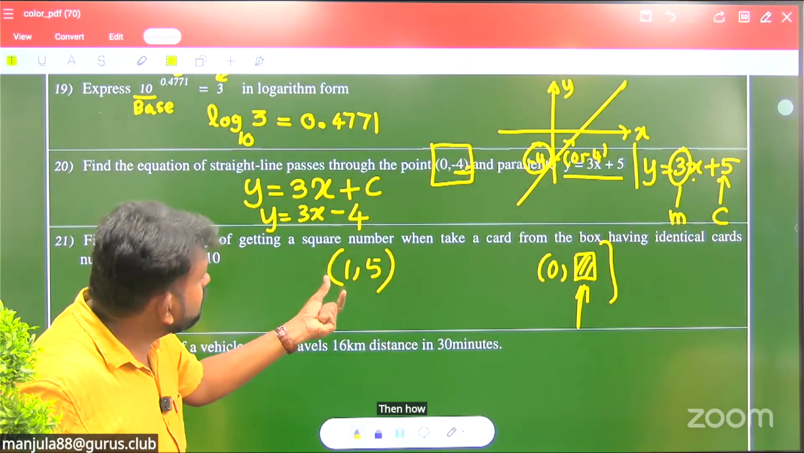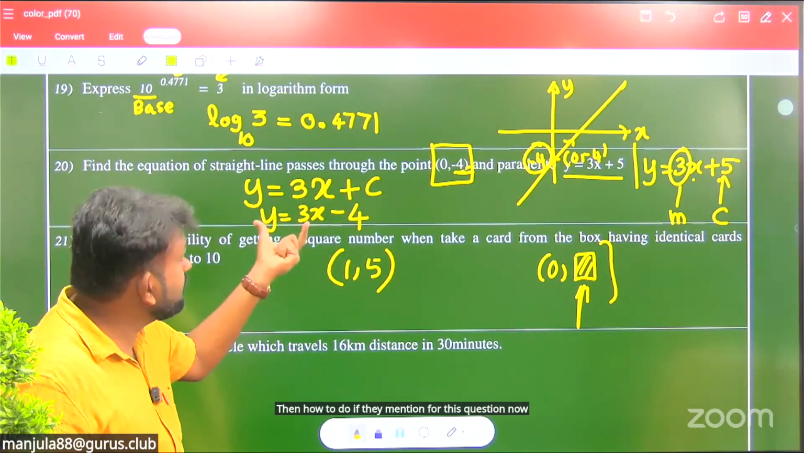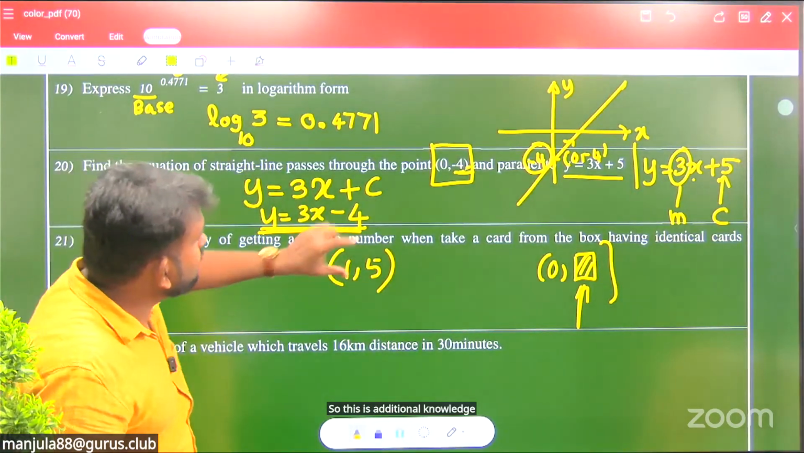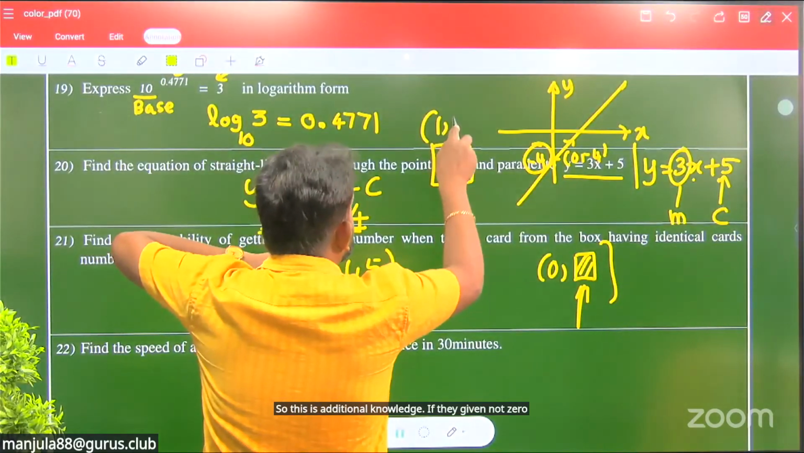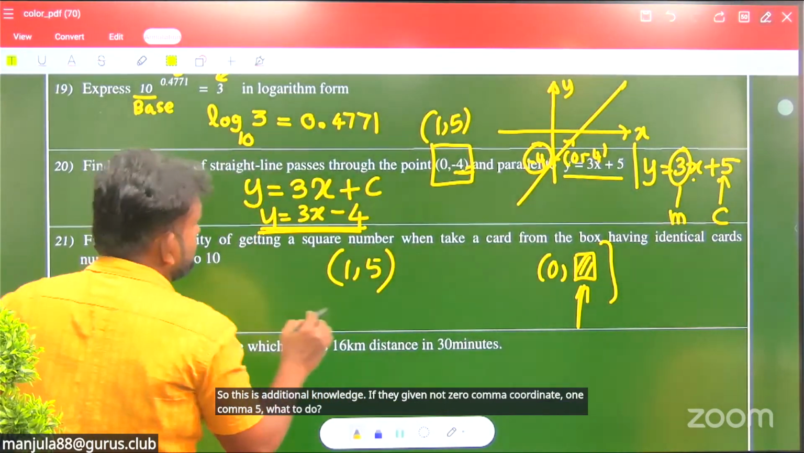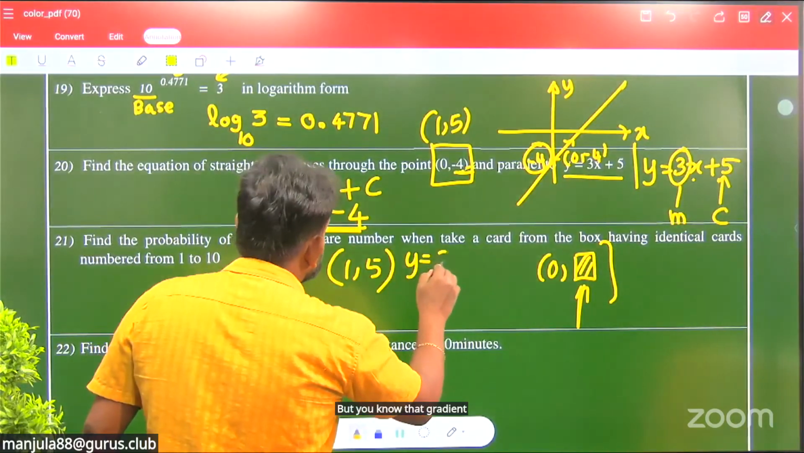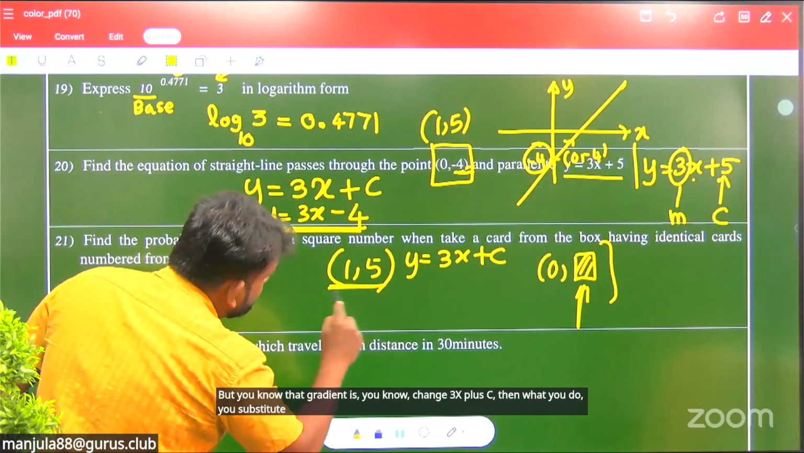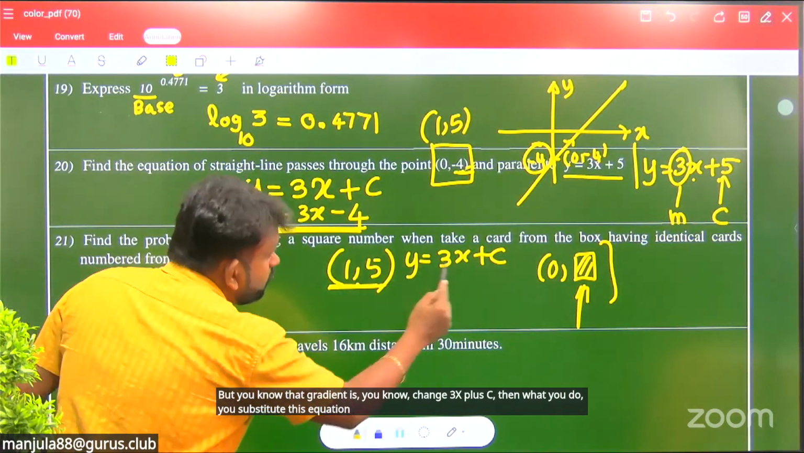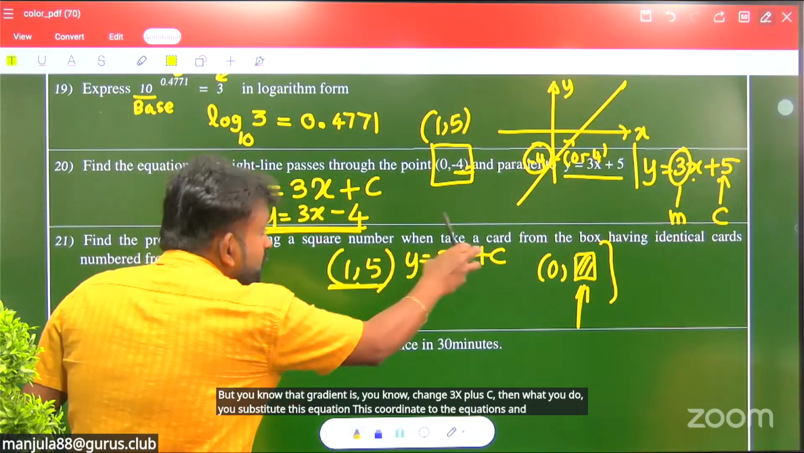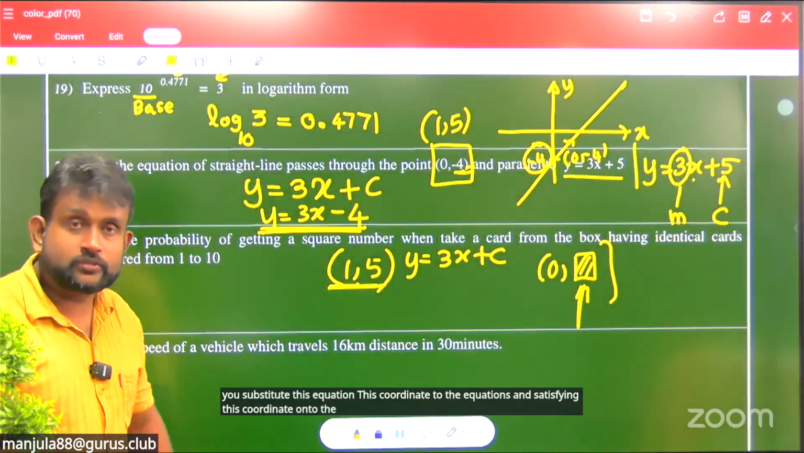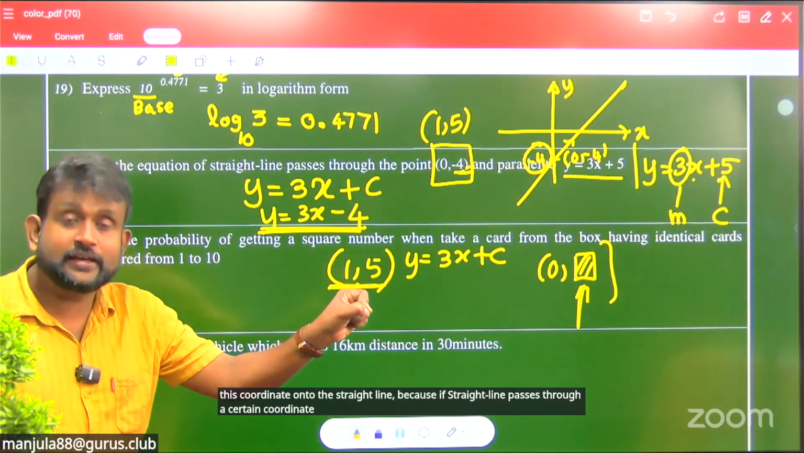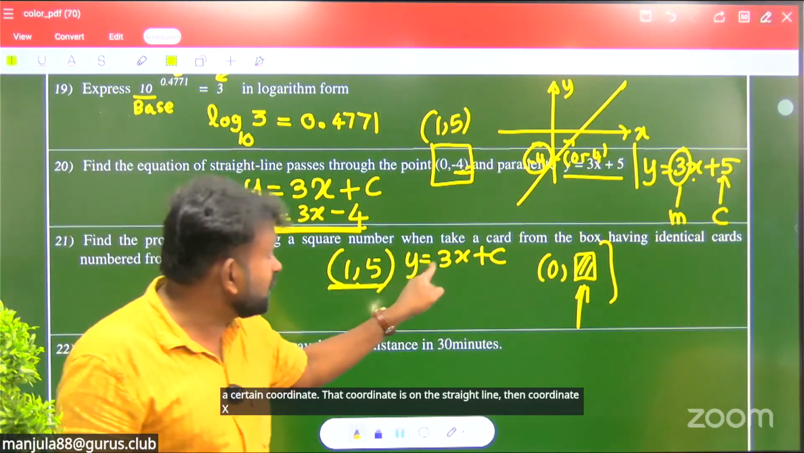If they mention it for this question, no problem, the answer is y = 3x - 4. So this is additional knowledge. If they give a coordinate other than 0 comma something, like 1 comma 5, what do you do? You know the gradient is 3, so the equation is y = 3x + c. Then you substitute this coordinate into the equation, because if a straight line passes through a certain coordinate, that coordinate is on the line, so the x and y values satisfy the equation.